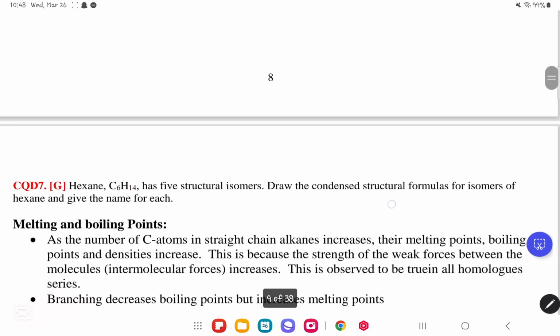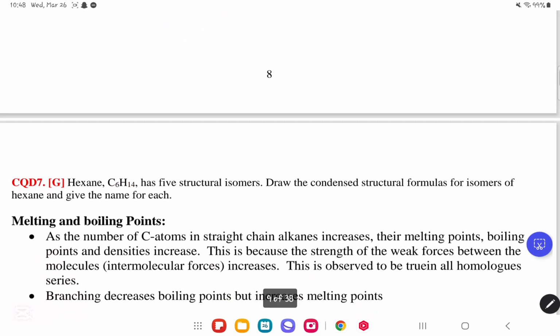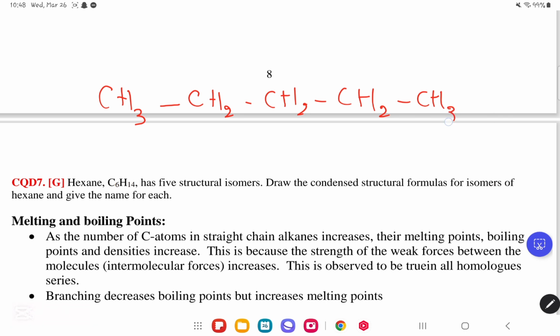Okay, so this one I will need some space for it. Hexane, C6H14, has 5 structural isomers. Draw the condensed structural formulas for isomers of hexane and give the name for each. Okay, so I'm gonna do each one by itself. First of all, hexane. You don't have to memorize what it looks like. I'm going to get it from the answer key. It looks like this. CH3, single bond CH2, single bond CH2, single bond CH2, single bond CH3. And what did we discuss before? This is first of all hexane.